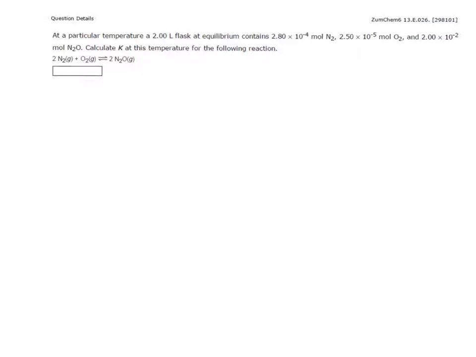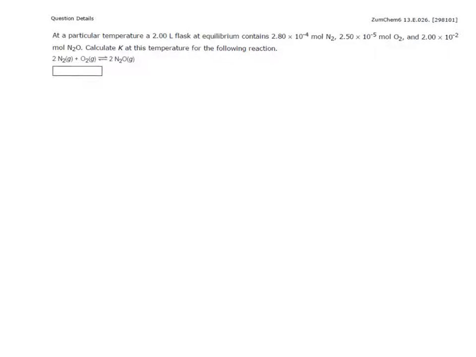In this problem, they're asking us to calculate the value of the equilibrium constant K for a reaction that includes gases. Conveniently, because all three substances are gases, their concentrations do belong in the equilibrium expression. The only maybe tricky thing is that they give you numbers of moles for each of the three substances and not their molarity. You need to find their molarity by dividing by the volume of 2 liters, because concentration or molarity is moles per liter.